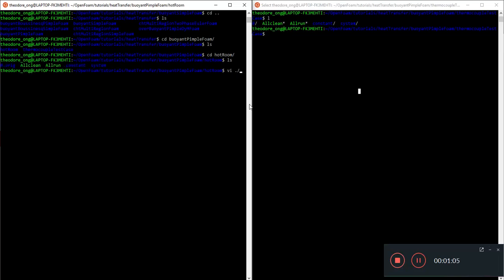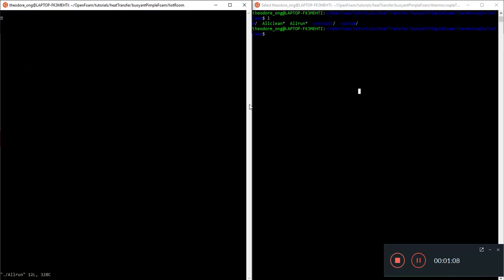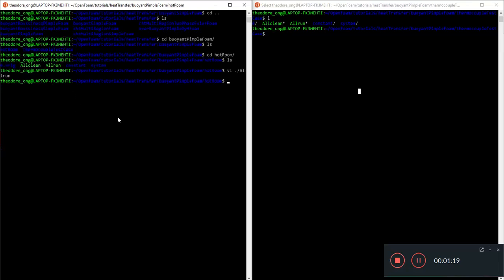Let's take a look at Allrun. Okay, so this is pretty simple. We have blockMesh, restore the zero directory, we have a run application called setFields, and then we run the application. So let's take a look at how the thing is set up.